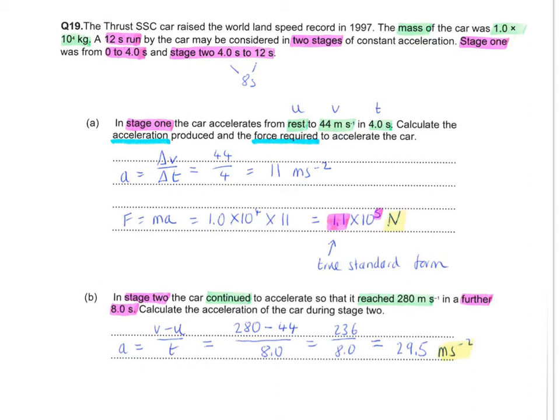So the final velocity is 280 meters per second, but the velocity at the beginning of stage 2 was 44 meters per second. This gives a change in velocity of 236. That change occurred in a time of 8 seconds, leading to an answer of 29.5 meters per second squared.